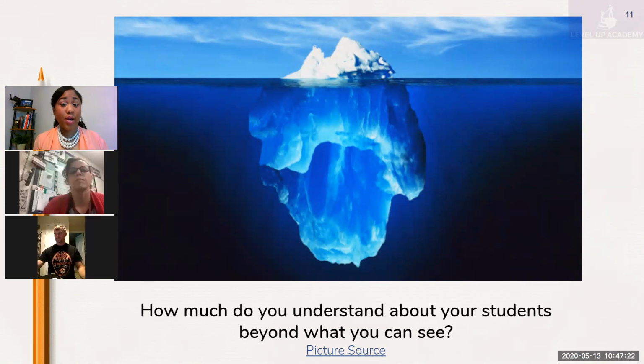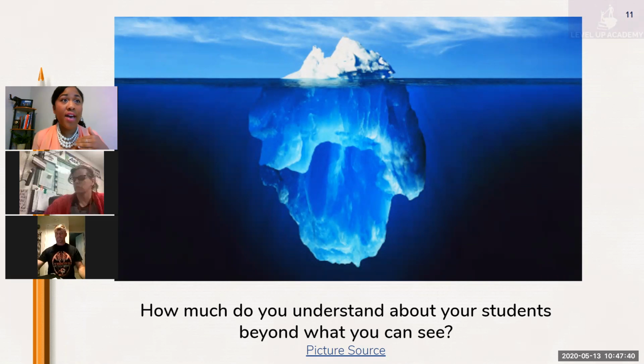Here's a picture of an actual iceberg. Look how massive it is under the water. Keep that in mind when you're teaching. There are so many things that our children come with that we just don't even know about.